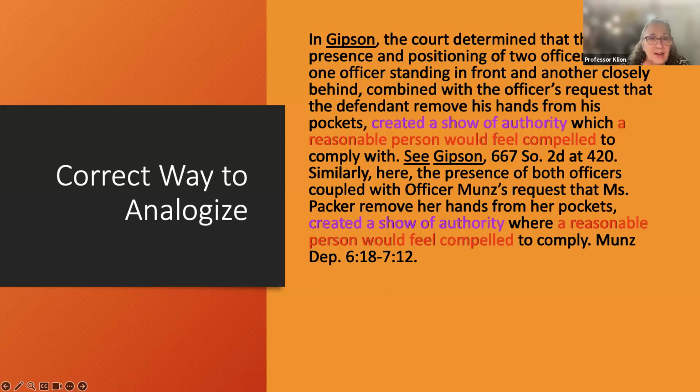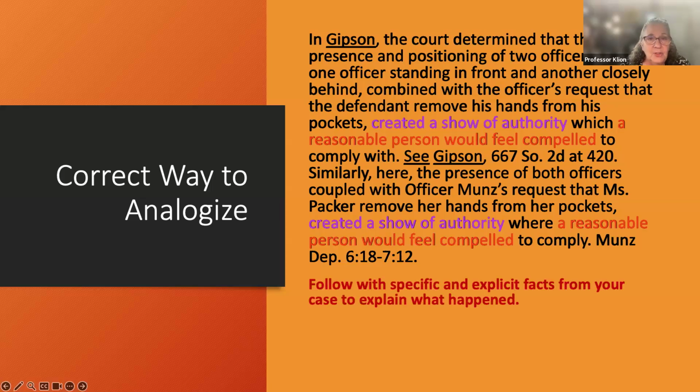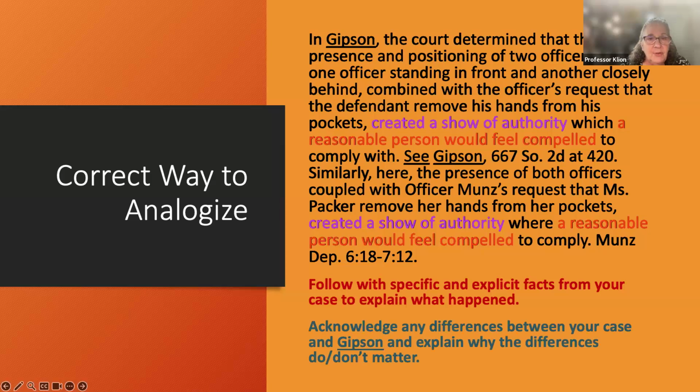But it doesn't end there. You then need to follow with specific and explicit facts from your case to explain what happened. And if anything is different from Gibson, you would explain that you have differences and why they do or don't matter. Let's show how to analogize one more time.